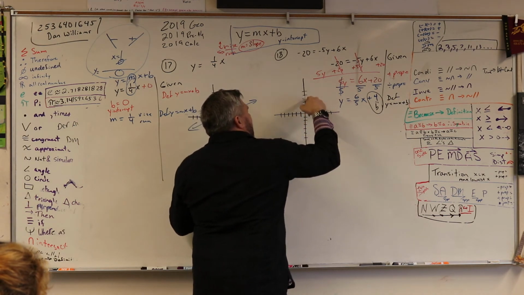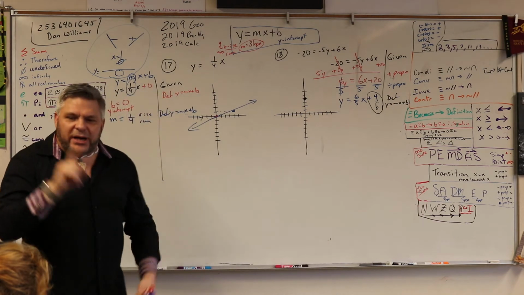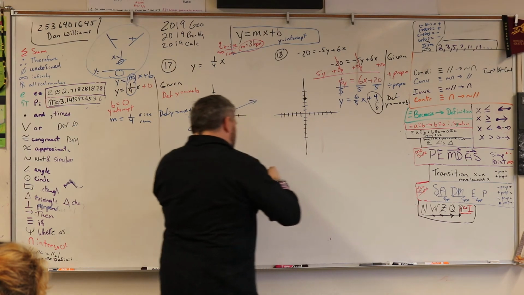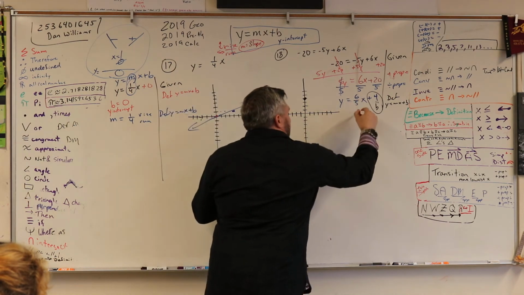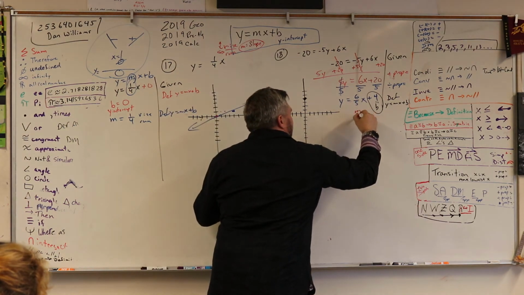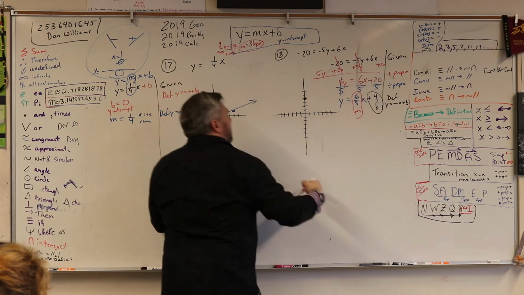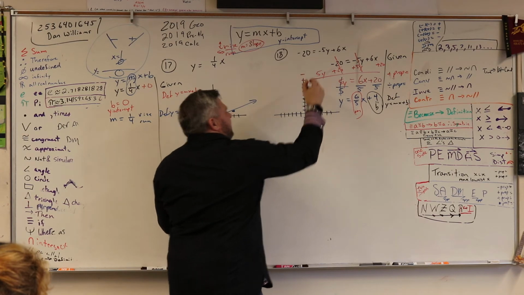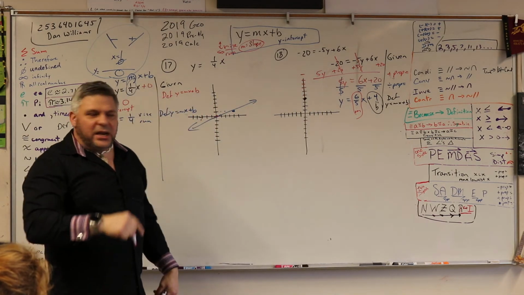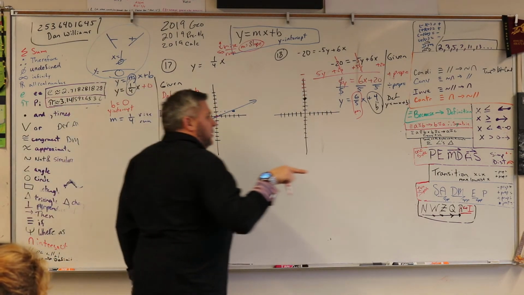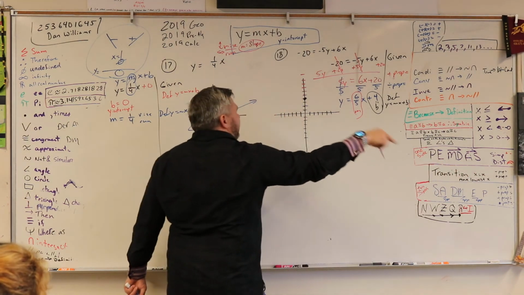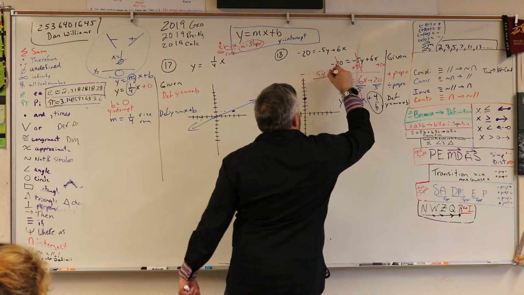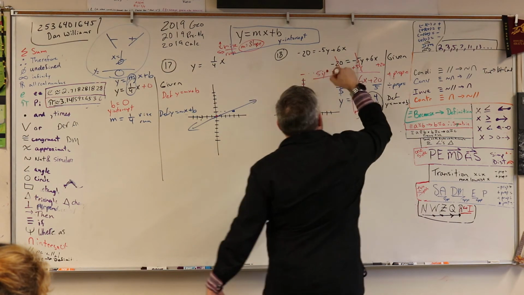And from that point, I'm going to do what? Yes, I'm going to go up 6, right? So this is my m. So I'm going to rise 1, 2, 3, 4, 5, 6, right? And I'm going to go where? Over 5. Over 5, good. 1, 2, 3, 4, 5, right? So right there.